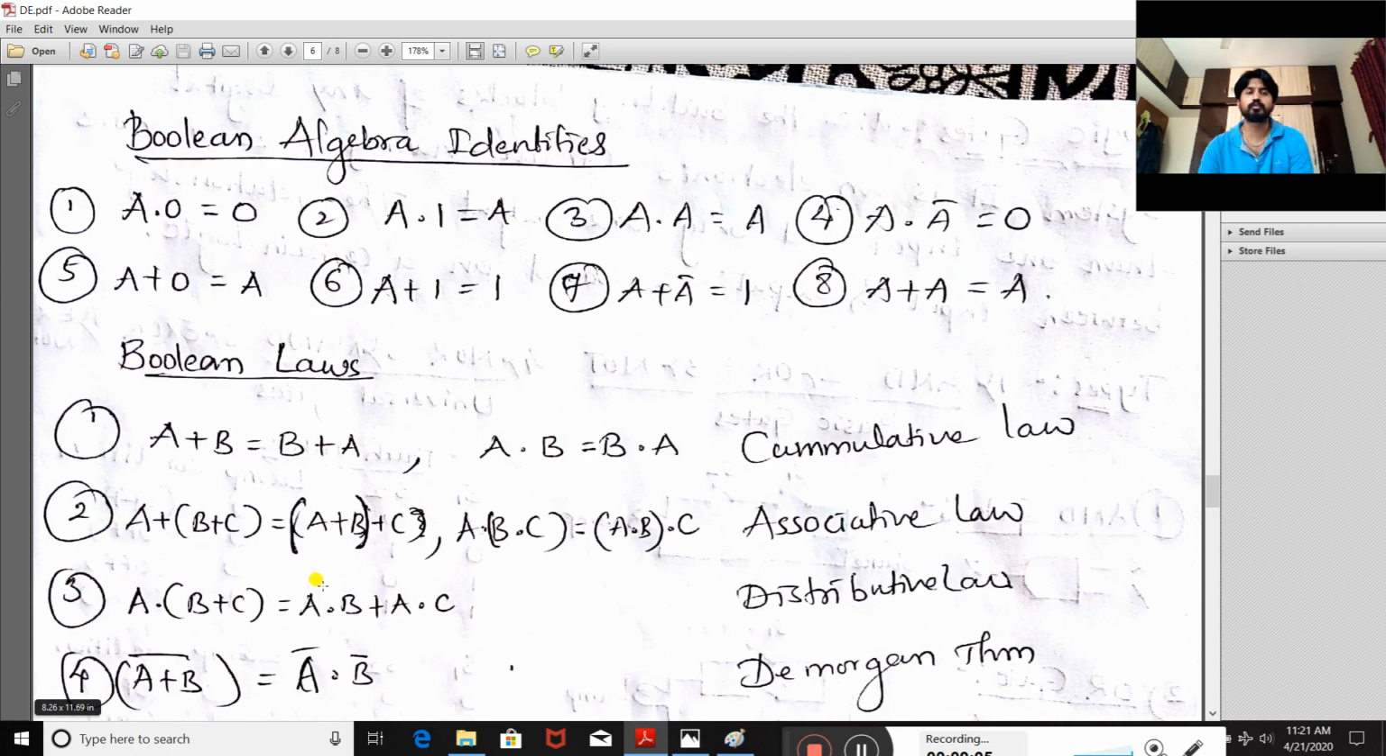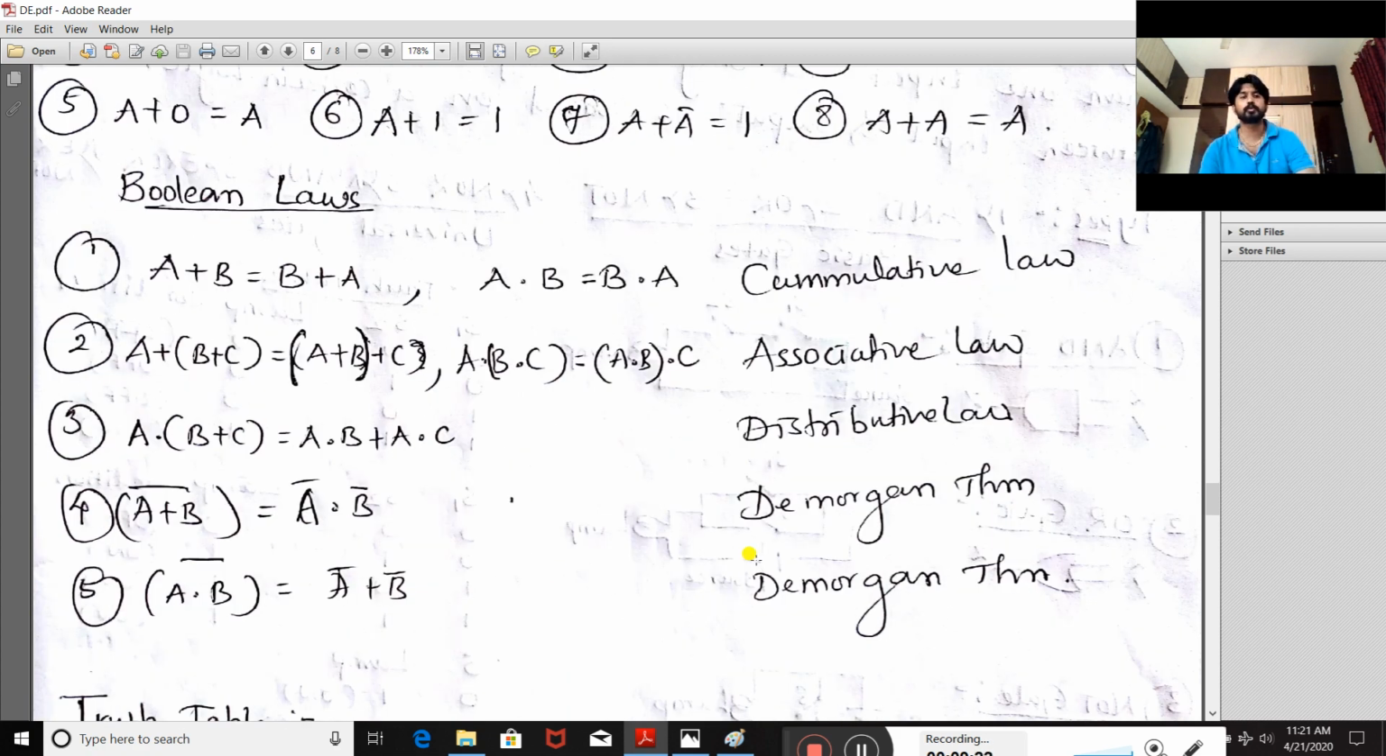There is no need for proofs and all those things. Only if we know these identities and laws, we are going to implement the same thing in order to reduce the complex circuit to a simple circuit. That is there for your syllabus. For your syllabus, the proof is not necessary.